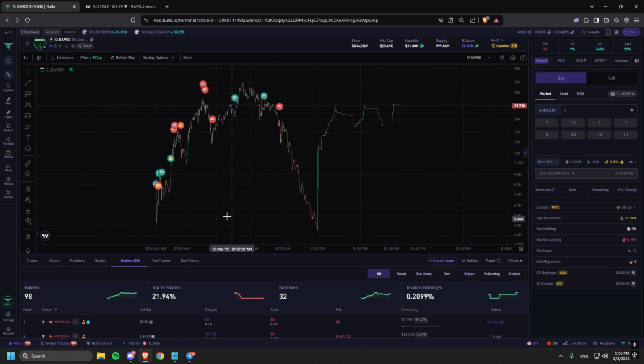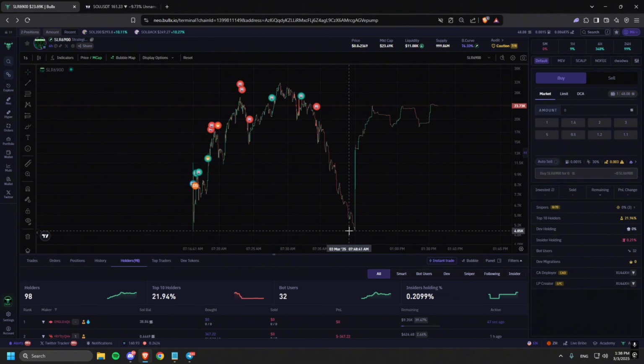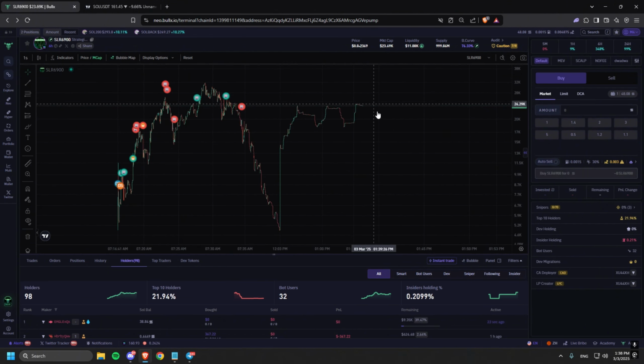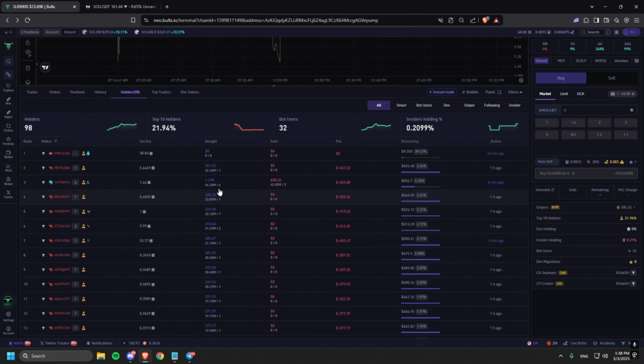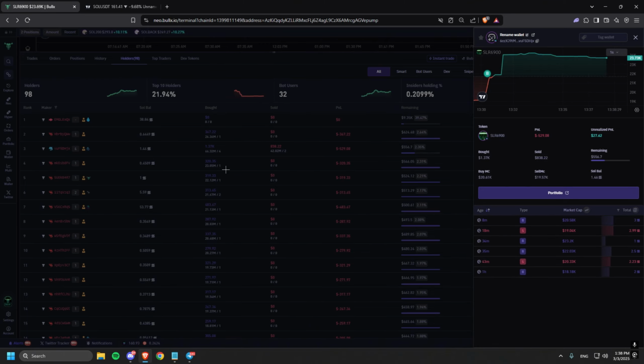Okay, so this is the second example. As you can see on the second pump, this chart looks super scammy. But even if it didn't, I'm gonna show you how to check for bundles on any coin. So this is how you do it. You basically scroll down into the holders list, go through the holders, look at the percentage they hold, look at how much they bought.